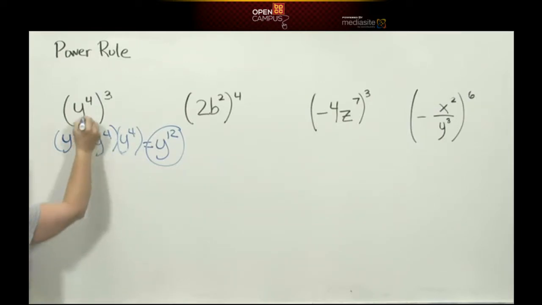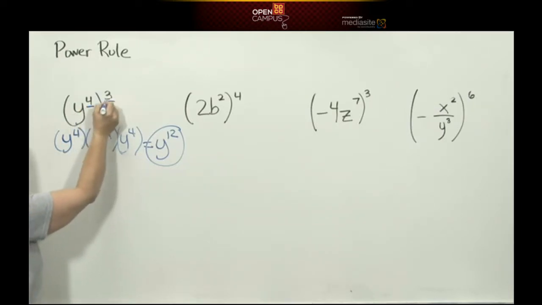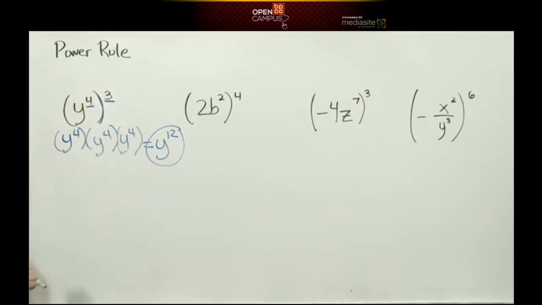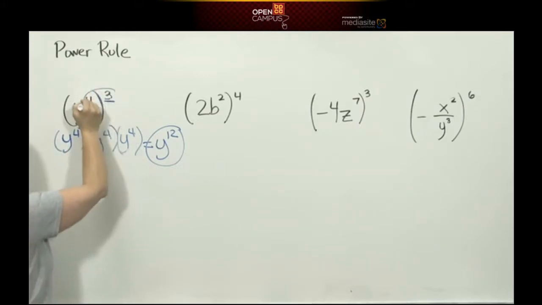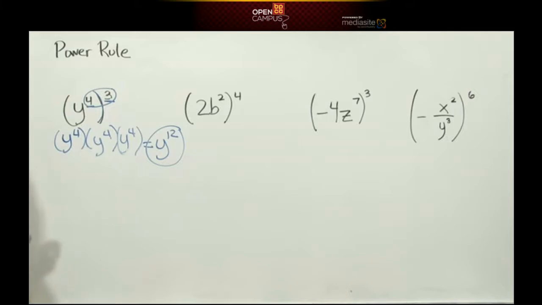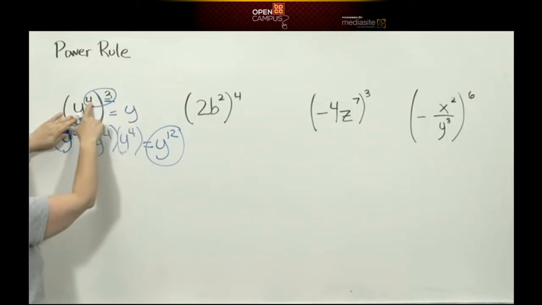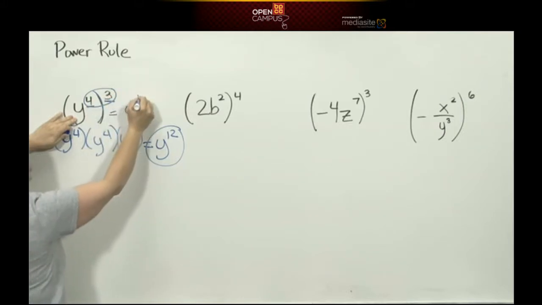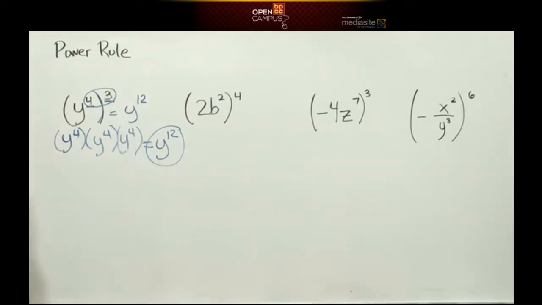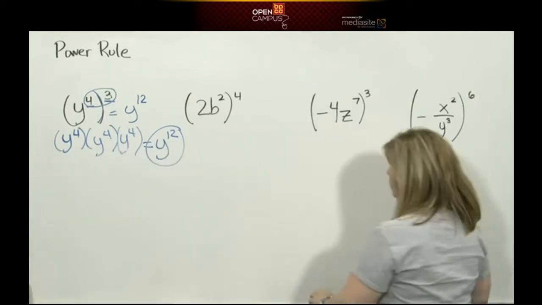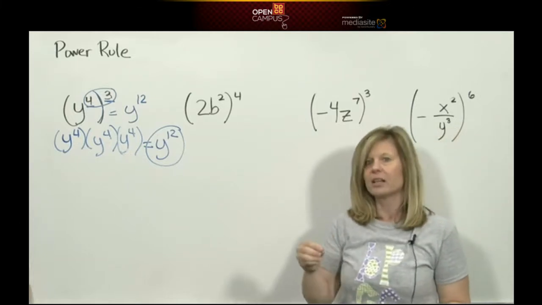The power rule says when you have an exponent and another exponent, and they're separated by parentheses, all you do is multiply these exponents together. And the base is y. If you multiply the exponent 4 times the exponent 3, you will get the exponent 12. So that's what the power rule is doing. It's saving you time from doing work. But you have to be careful with the power rule that you don't make careless errors.